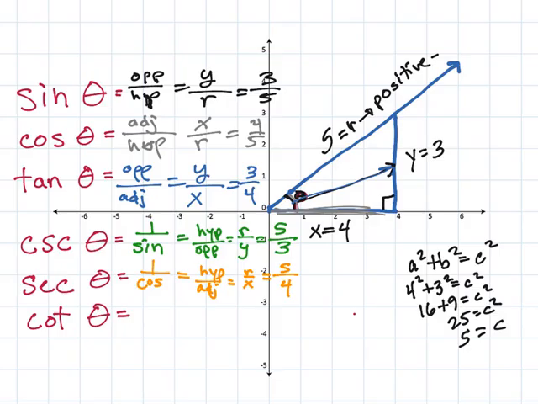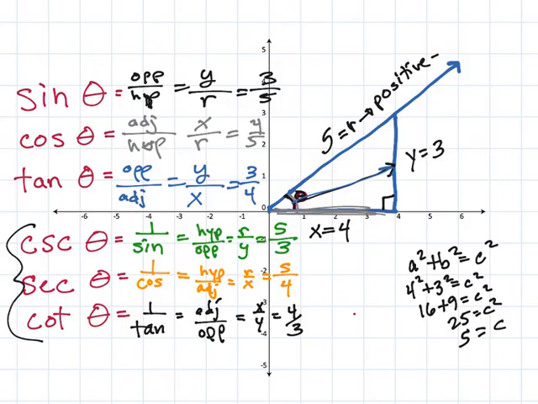So for the cotangent, we know that that's 1 over the tangent. So that's the adjacent over the opposite, or x over y. Again, just flip it. So these 3 are simply the reciprocal of their partner function.